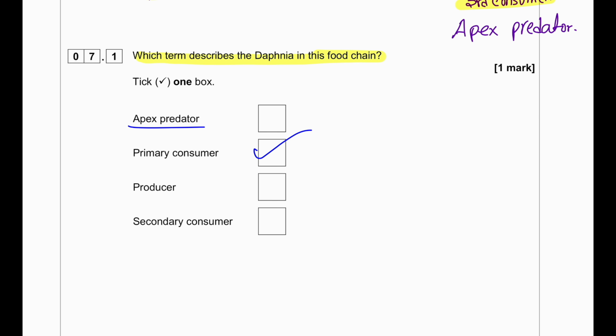An apex predator is a top predator that does not have any consumer, and a producer is an organism that does photosynthesis. A secondary consumer depends on a primary consumer in terms of food, and an apex predator is usually dependent on a secondary consumer or a tertiary consumer.